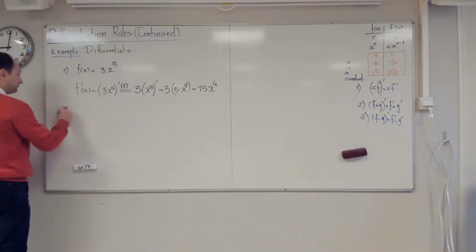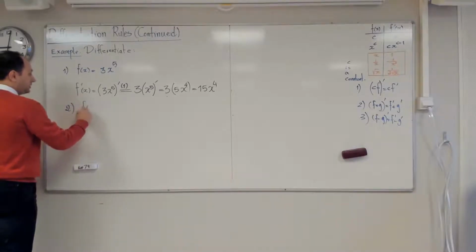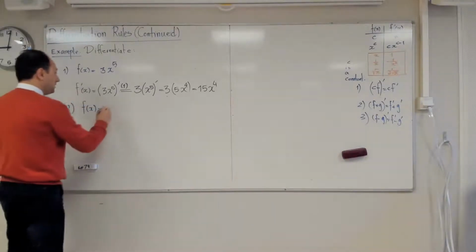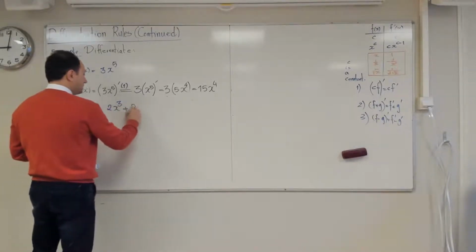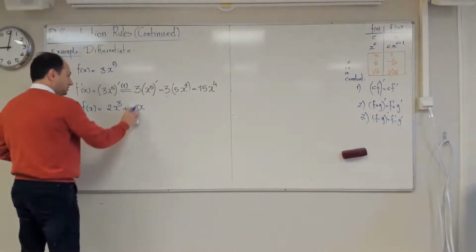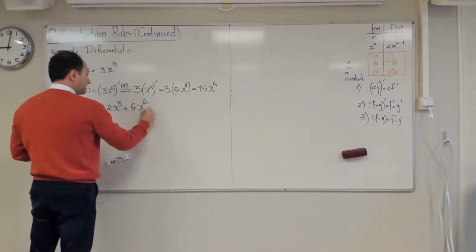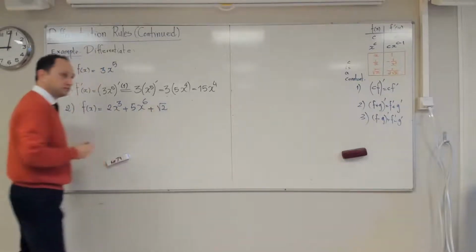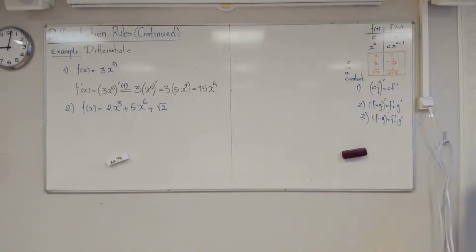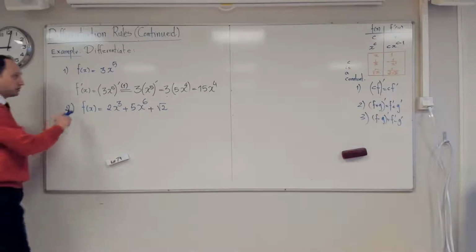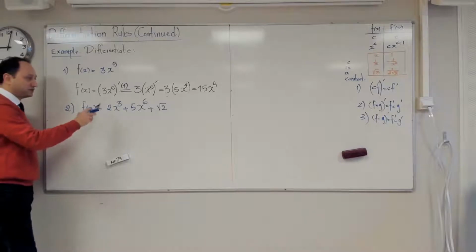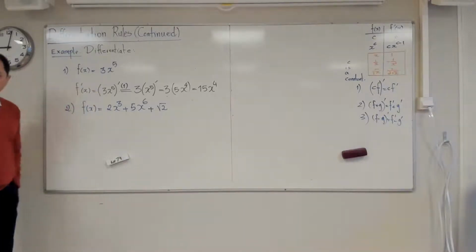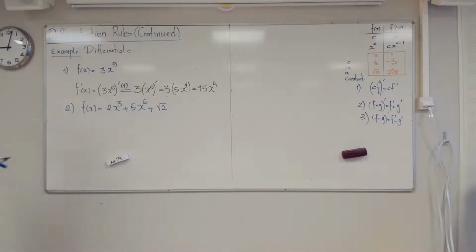Number 2: f of x equals 2x to the 3 plus 5x to the 6 plus the square root of 2. Let me change the numbers all the time. We want to differentiate this one. Again, I write it in complete form, but it is very, very simple. I know that after just one or two examples, you can do it in your head. And please do that in your head whenever you can.